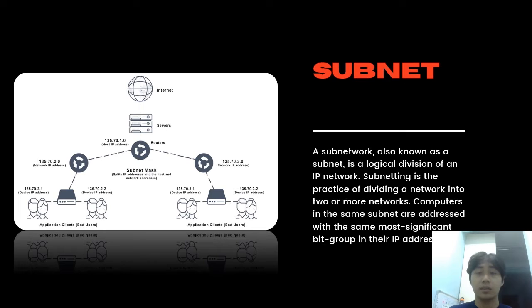Next is subnet. Okay, what is a subnet? A subnet, also known as a subnetwork, is a logical division of an IP network. Subnetting is the practice of dividing a network into two or more networks. Computers in the same subnet are addressed with the same most significant bit group in their IP addresses. As you can see, this is the subnet mask.